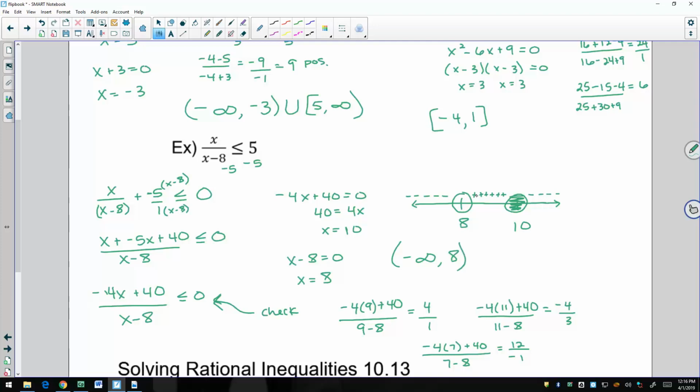After I go past 8, I get positive outputs for a little while. I don't want those, because I want to know where I am smaller than or equal to 0. And then at 10, I can be equal to 10, because it said I can be equal to 0, and 10 will give me the number 0. Up until infinity, as I move past 10, I will always get a negative output, which is what I wanted. I wanted to be smaller than or equal to 0. And that is it for this video.